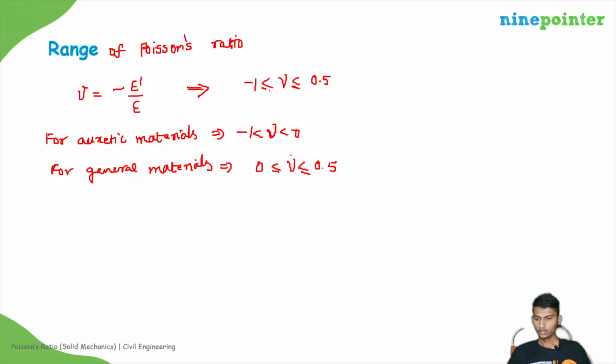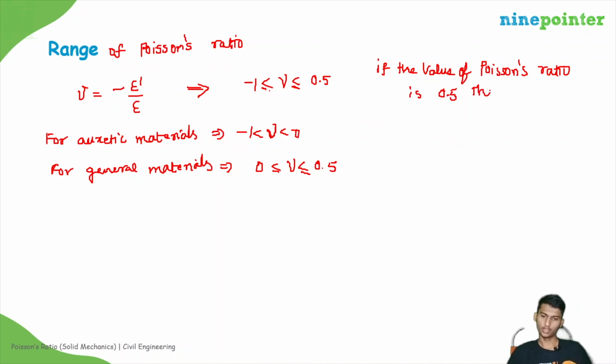Okay, so if the value of Poisson's ratio is 0.5, then the material is said to be incompressible.